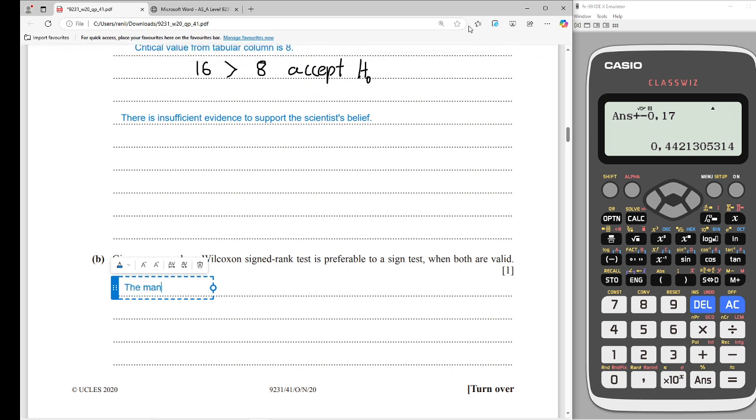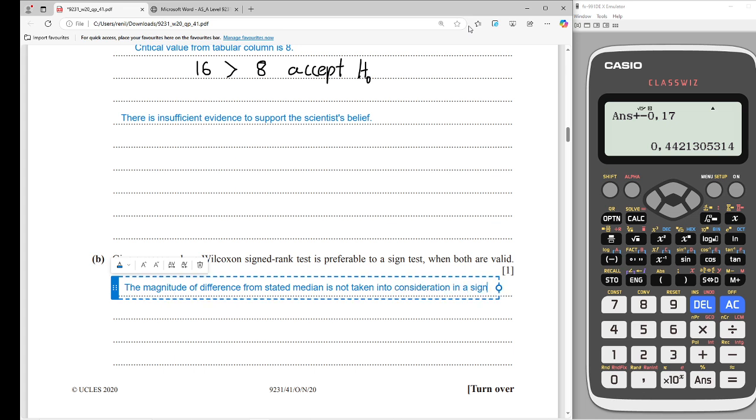So here we can write the magnitude of difference from the stated median is not taken into consideration in a sign test, unlike the Wilcoxon signed rank test.